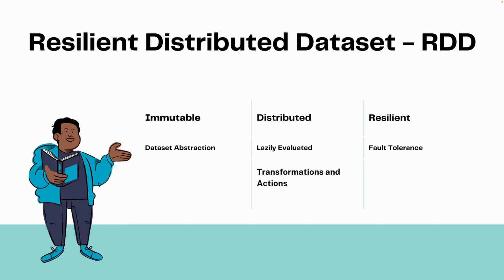Another thing is that it provides a dataset abstraction that represents a collection of elements distributed across a cluster. Elements in an RDD can be of any data type, including primitive types, custom objects, tuples, and collections.